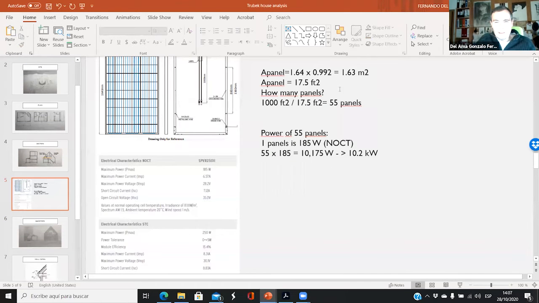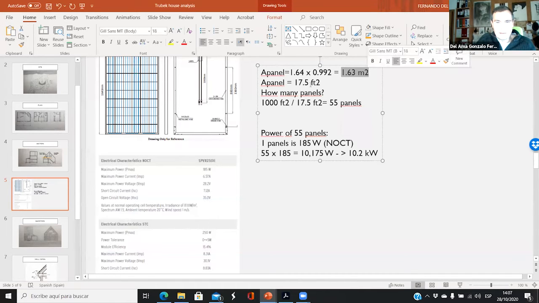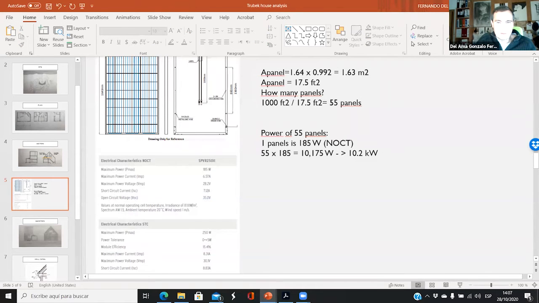Okay, so you see what we have done. We have selected the panel. We have the dimensions of the panel. We have the roof area. We divide the roof area by the area of a panel, and then we have the number of panels that we can place on our roof.